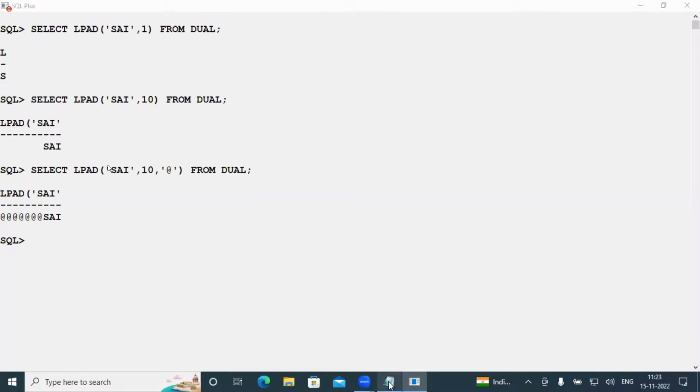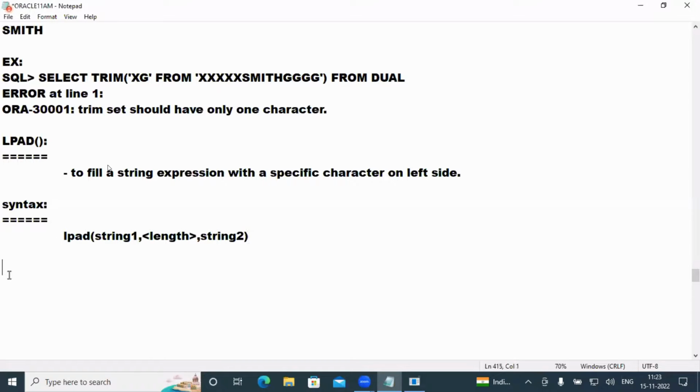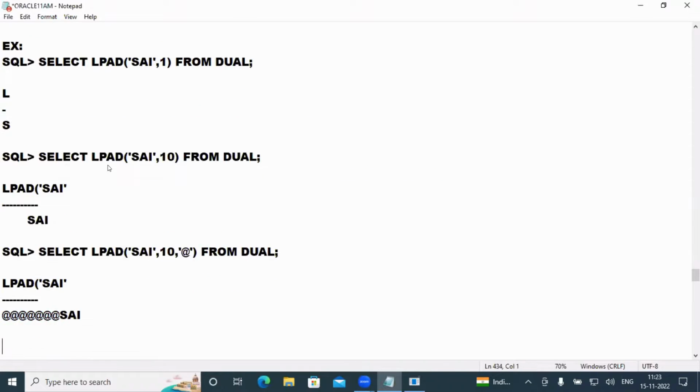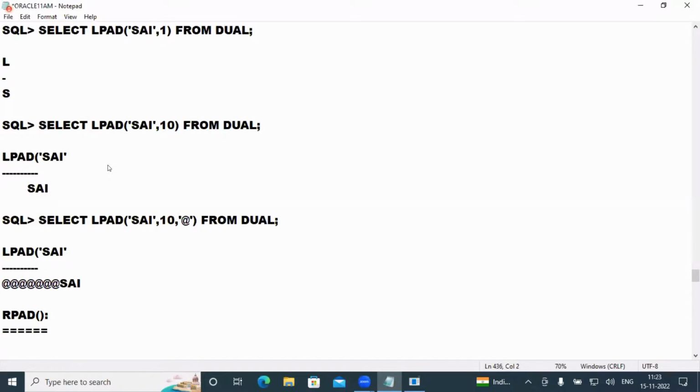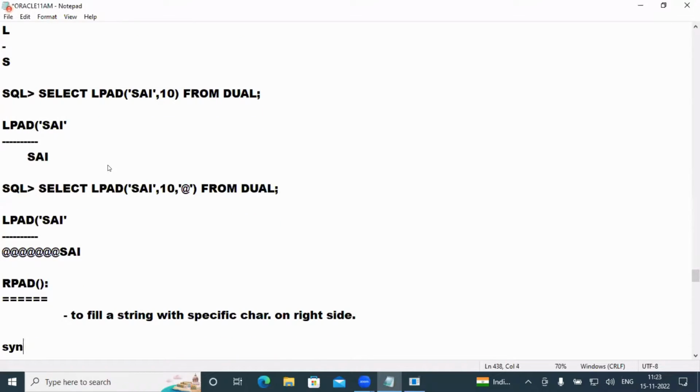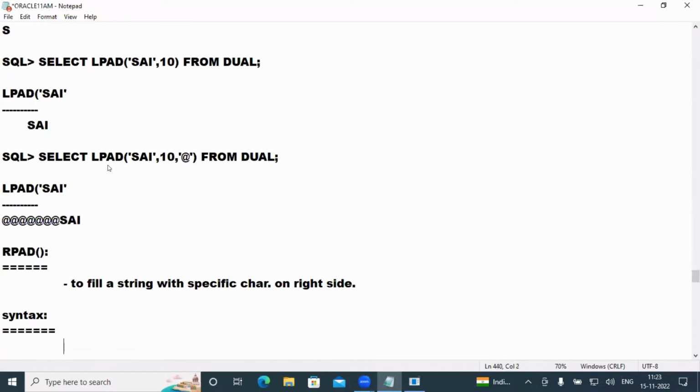RPAD is also the same as this. The next one is called RPAD, and it is the same: it fills a string with a specific character on the right side. We can go for the syntax also. The syntax is the same, but my function name is changed, for the right side.